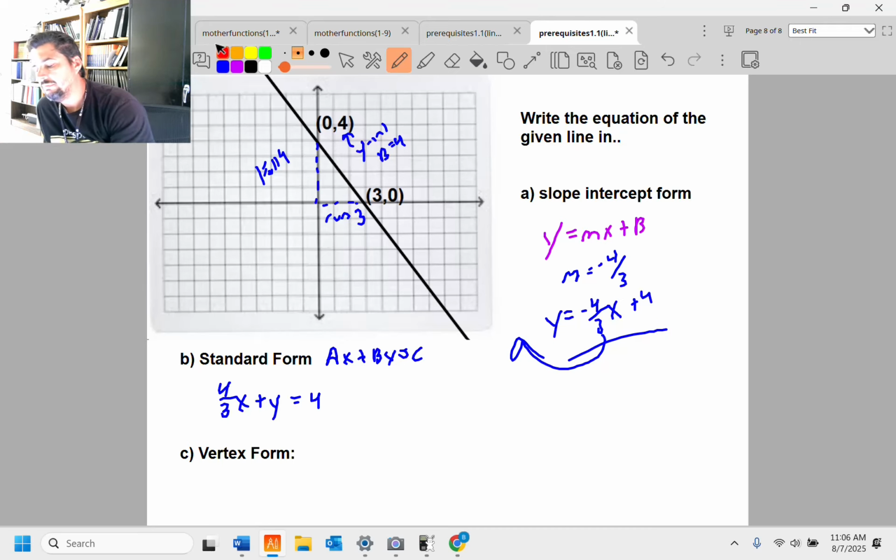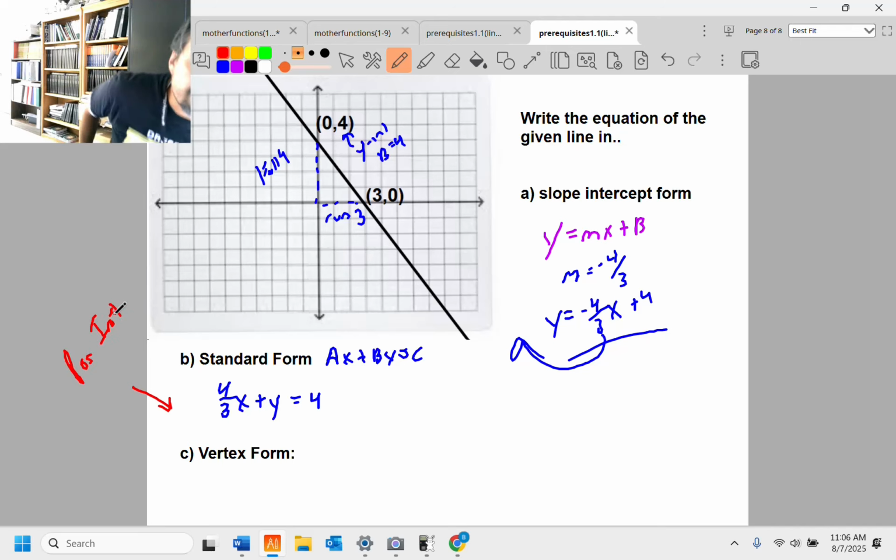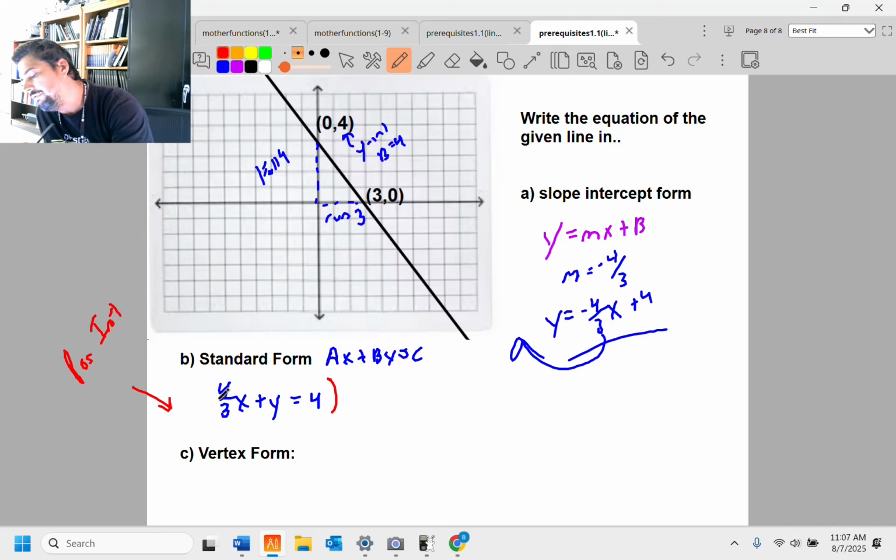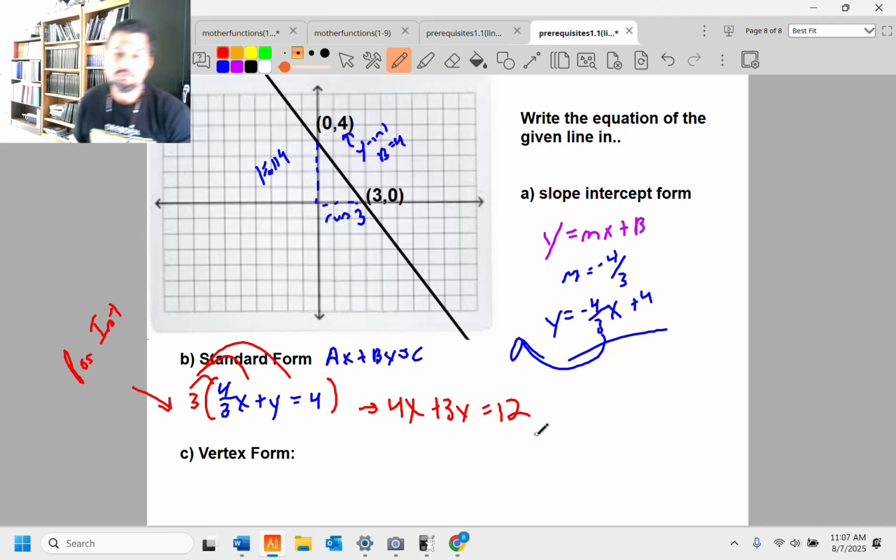Issue. That is supposed to be a positive integer. It is not. It is a rational number. It is a fraction. But there's a division of 3. And you fix division of 3 by multiplying by 3. And if you multiply one thing by 3, you multiply everything. So we multiply all 3 pieces. 3 times 4/3, the 3's cancel. We have 4x plus 3y. 3 times 4, 12. Now the vertex form on this one's going to be a little fun.